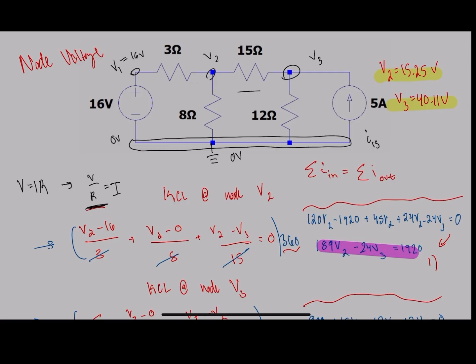So for example, if you want to solve for the current going through this 15 ohm resistor, you can use Ohm's law. So you know the voltage of each of the terminals. You'll be left with 40.11 volts minus 15.25 divided by the resistance of the resistor, which is 15, and you should be left with 1.657 amps.